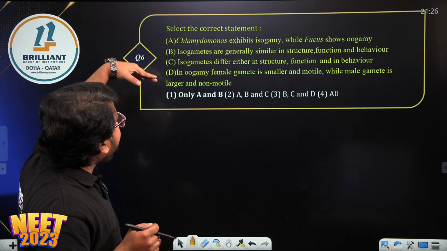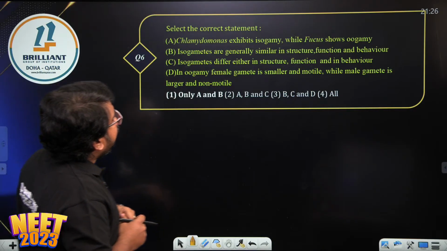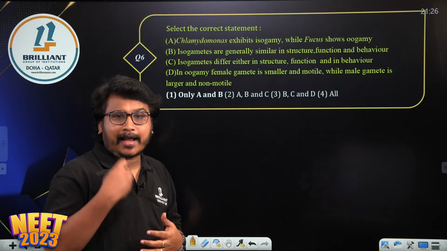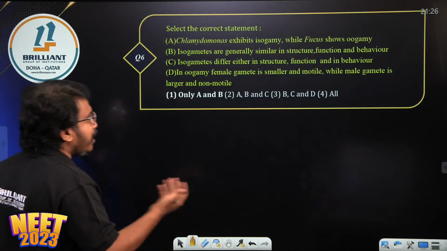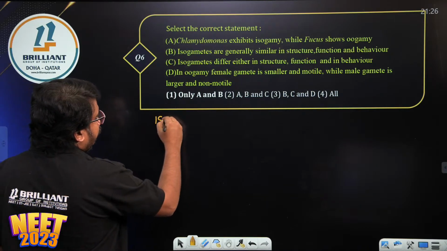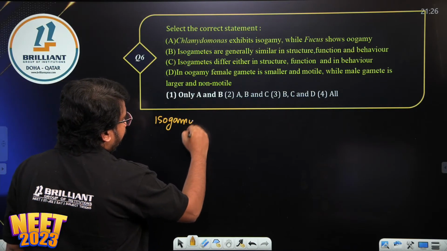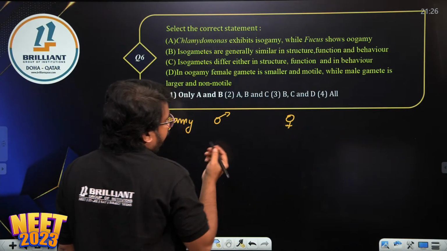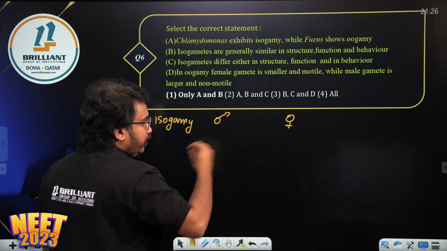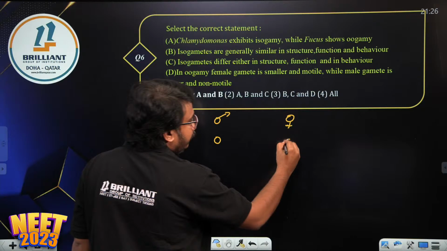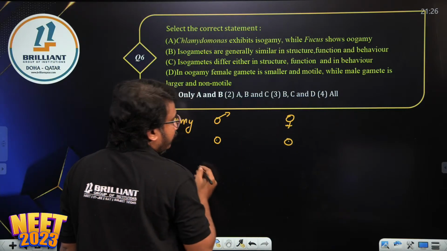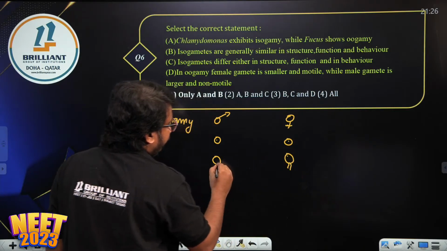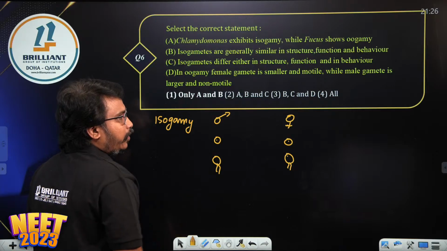Next one. Select the correct statement. First of all, let me tell what isogamy, anisogamy and oogamy are. So this question is regarding isogamy, anisogamy and oogamy. In isogamy, the male gamete as well as the female gamete will look similar. Either both are non-motile or both are motile. If these fuse, that is called isogamy.